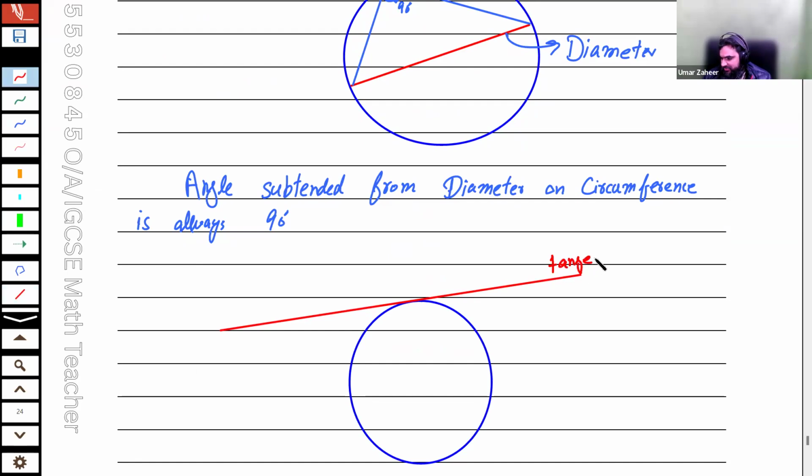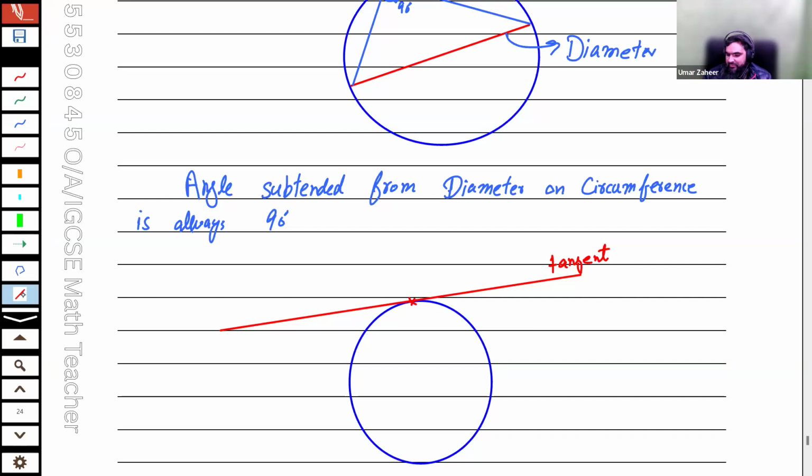Does anyone know what a tangent is? A line passing and touching the circumference of the circle. Yes, a line that touches the circle at a single point. If it passes like this way, it is not a tangent. A line that touches a circle at a single point is known as a tangent.